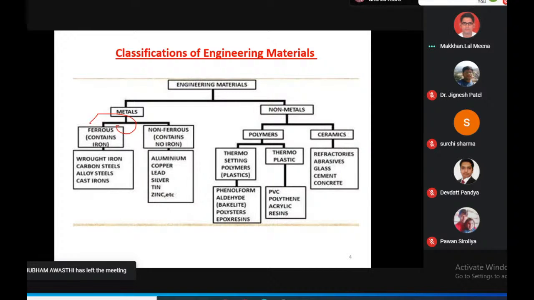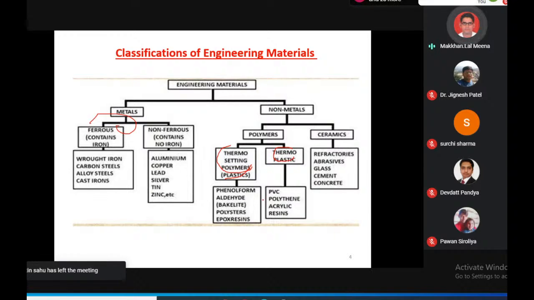Next is polymers. Polymers are non-metal materials that consist of molecules formed by long chains of repeating units. They may be natural or synthetic. Many useful engineering materials are polymers, for example plastic, rubber, fibers, and coatings. Polymers are also classified mainly into two types: thermosetting polymers and thermoplastics.